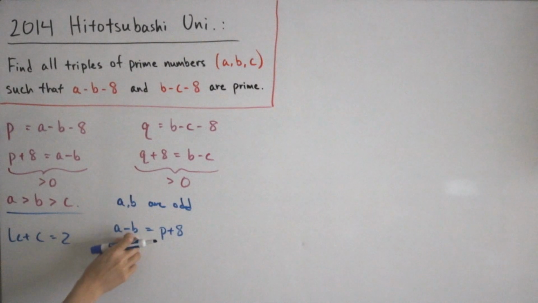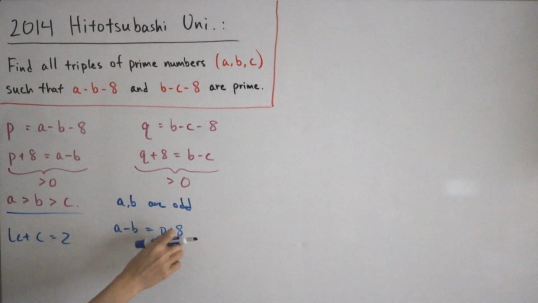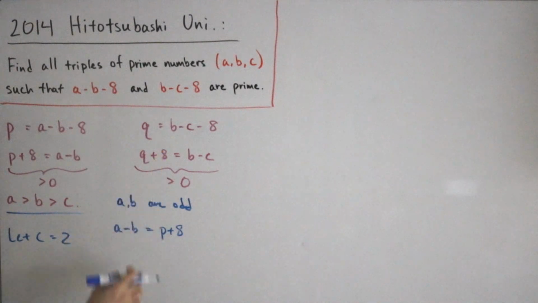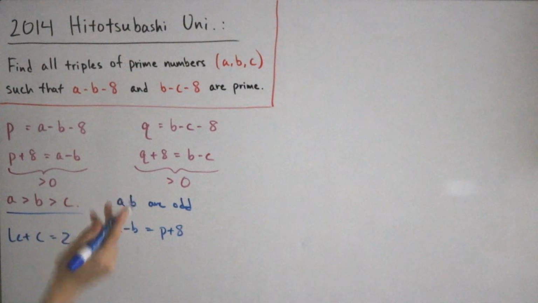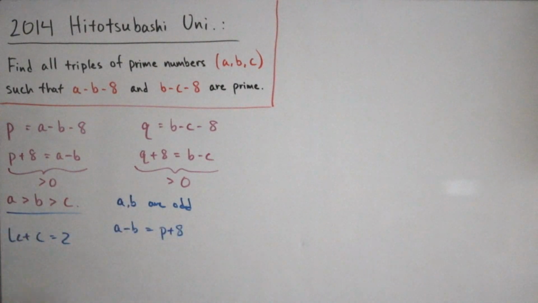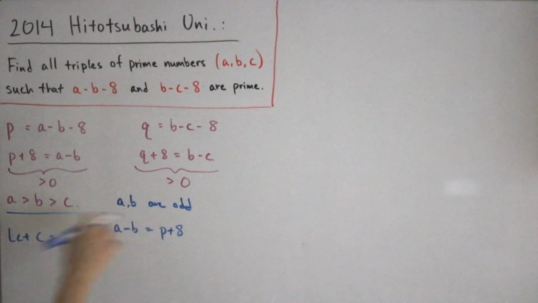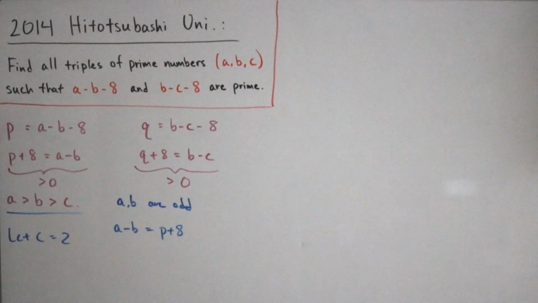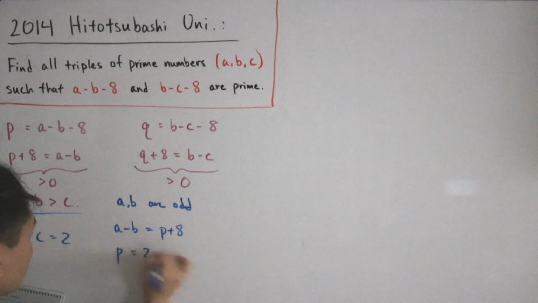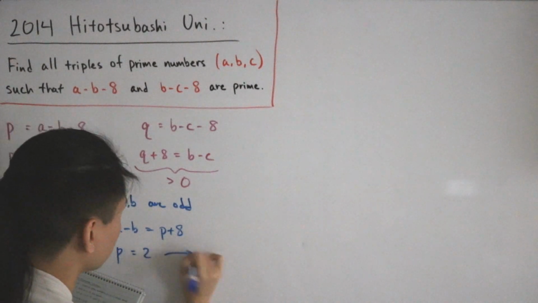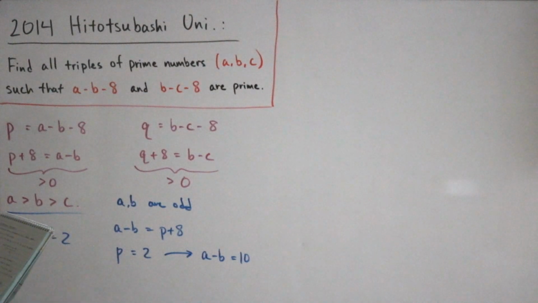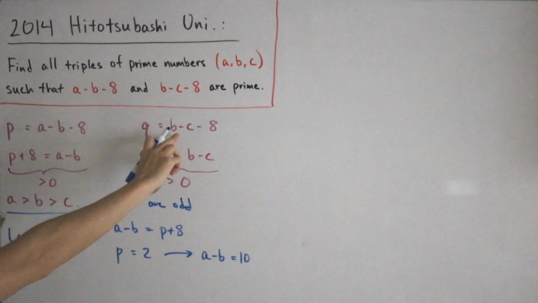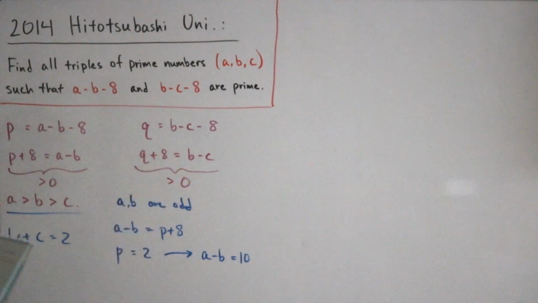So p plus 8 is even, and p is a prime number. How do we make that an even number? Well, the only even prime is 2, so p equals 2. If you put this together, p equals 2, add that to 8, that's equal to 10, which is indeed an even number. So since p plus 8 is even, we can deduce that p is equal to 2. And so now we can conclude that a minus b is equal to 10. With this in mind, let's move on to q equals b minus c minus 8, which we said means q plus 8 is equal to b minus c.